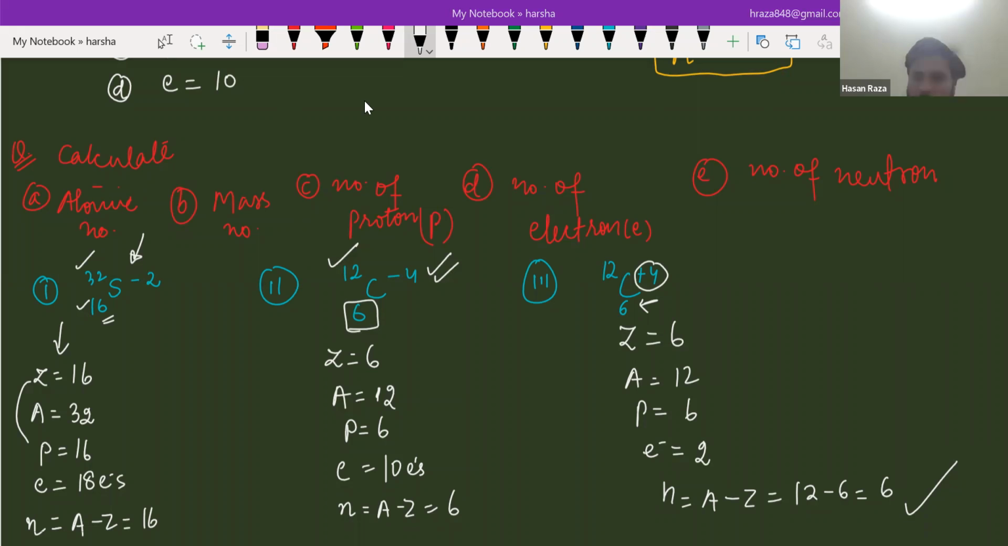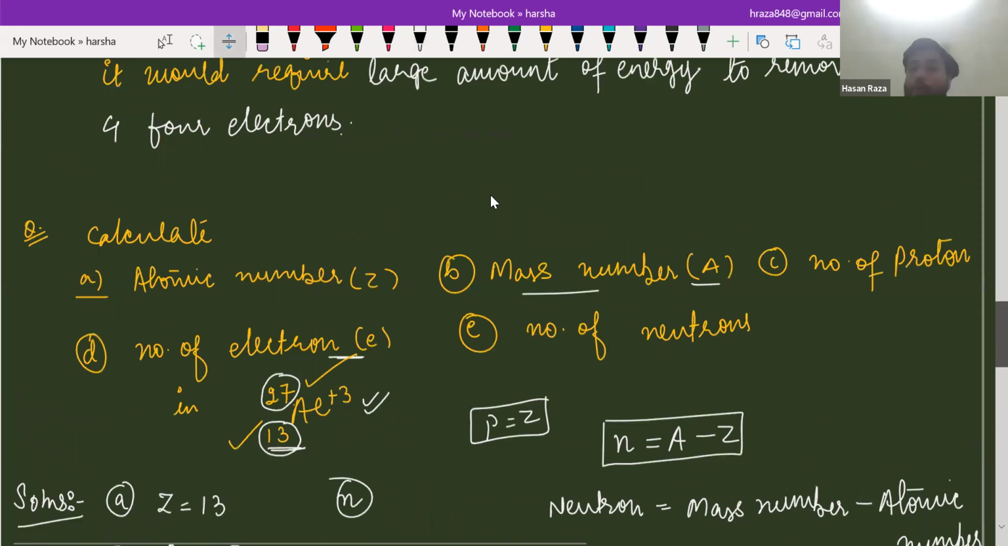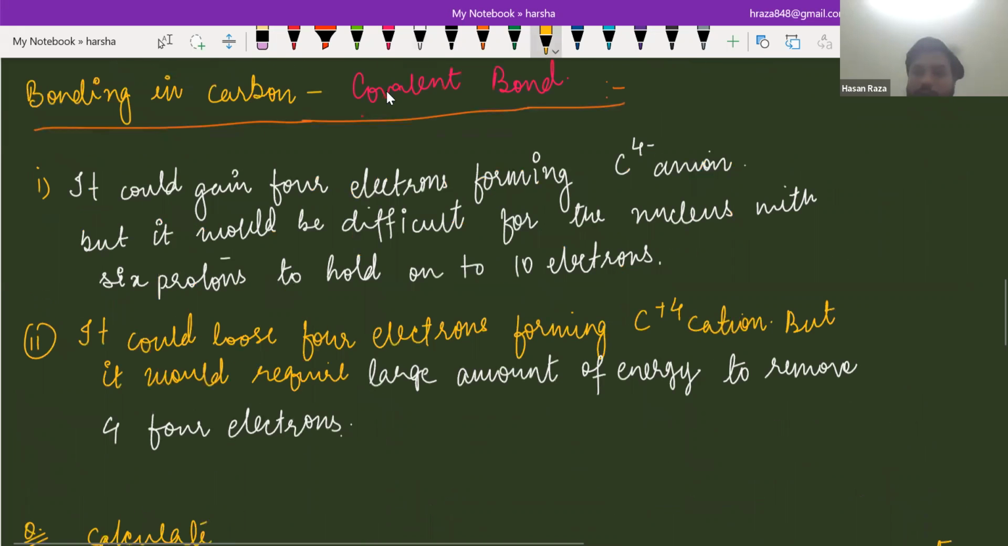Okay, so see what I wrote here. It's very important to note that bonding in carbon is covalent. Why doesn't it lose or gain electrons and make an ionic bond? It is very simple to understand. In order to stabilize itself, carbon, which has a configuration 2, 4, to complete its shell, will either gain 4 electrons or lose 4 electrons.